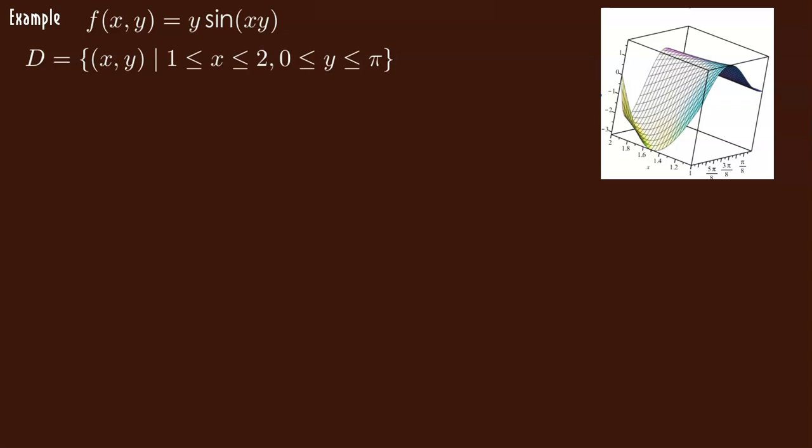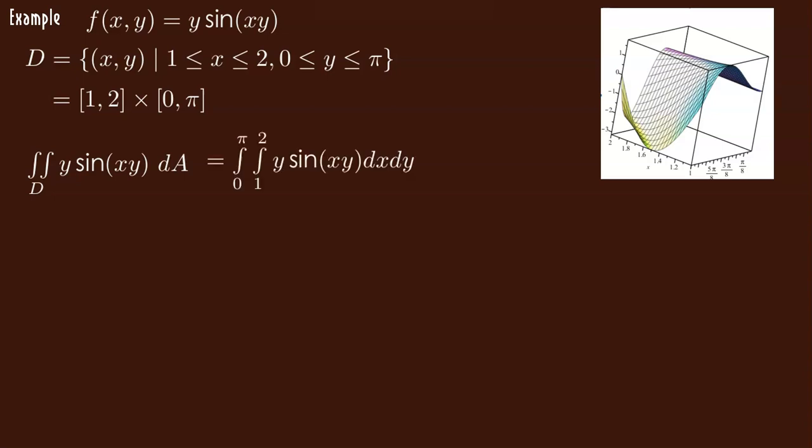I can also write this D using interval notation. I can say [1, 2] cross [0, pi]. Now let's look at this integral. Writing it generically, I have to decide, do I want to integrate with respect to x first or with respect to y first? I'm going to integrate with respect to x first because doing it this way, I can just do it by substitution. So this is a constant times sine of a constant times x, dx.